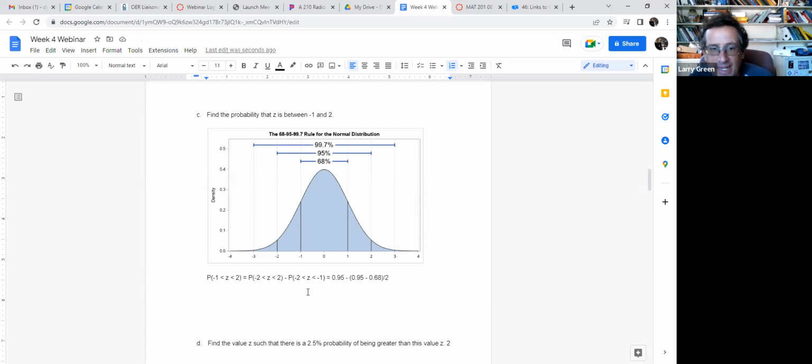How to get to 68? Okay, so 68 right here is between -1 and 1. Do you see that? That's the 0.68. So if I take the 0.95, which has all of this, and I remove this middle part, then I get these two pieces. If I divide by 2, I get the one piece. Does that help, or did I still lose you?